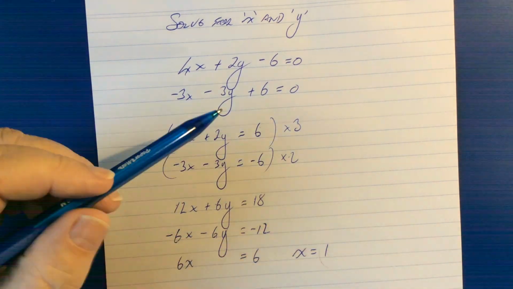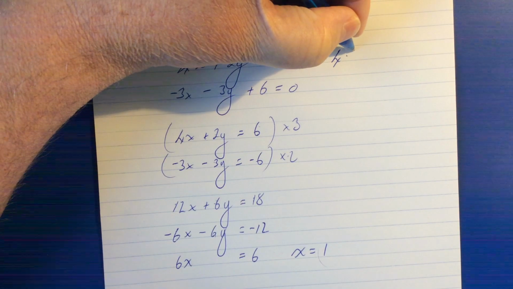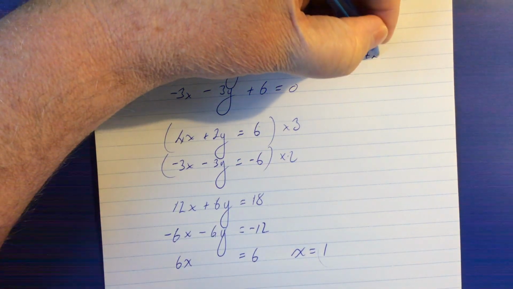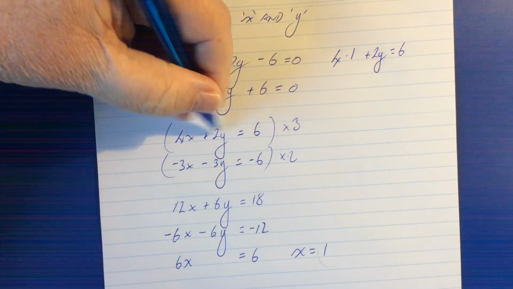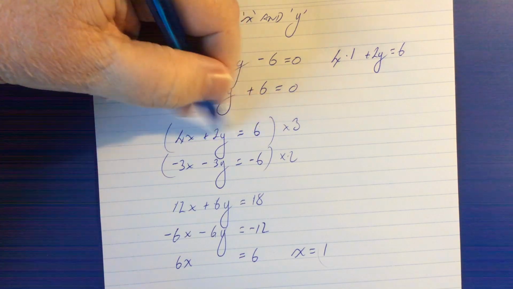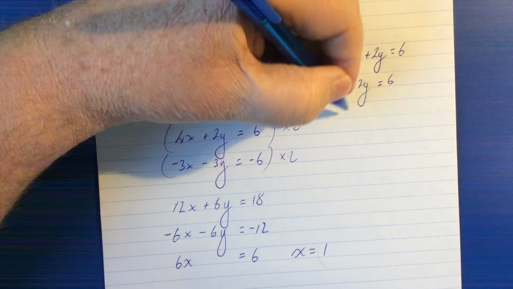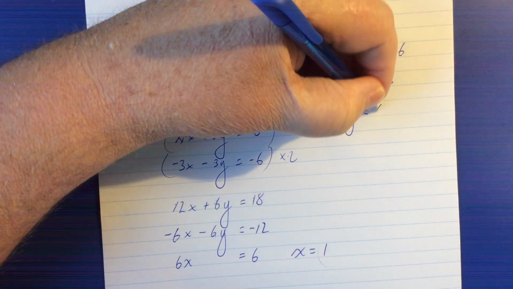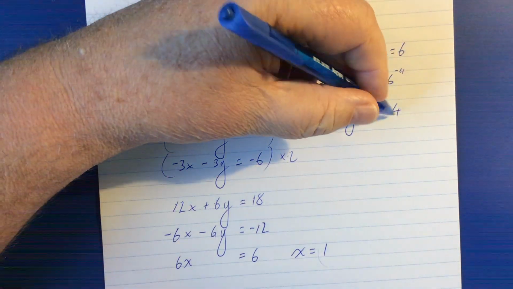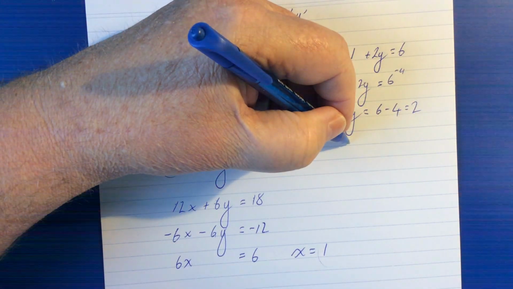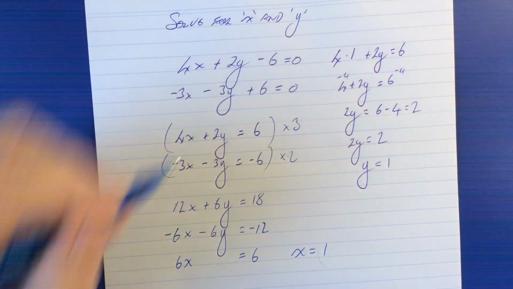Now, what do we do next? Well, we take this value and we substitute it into one of these. I'm going to do this one. So 4 times 1, which is x, plus 2y equals 6. So you can see how I've just moved the 6 as I did here. So 4 plus 2y equals 6. 2y is equal to 6 minus 4. I've simply subtracted 4 from both sides, which gives me 2. 2y equals 2. Y is equal to 1.